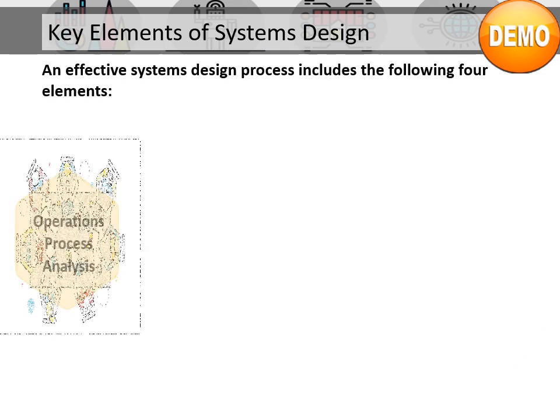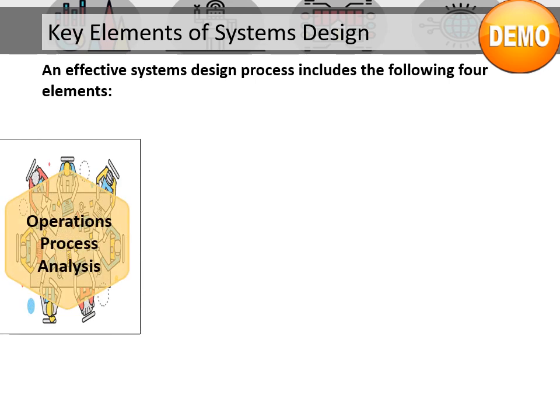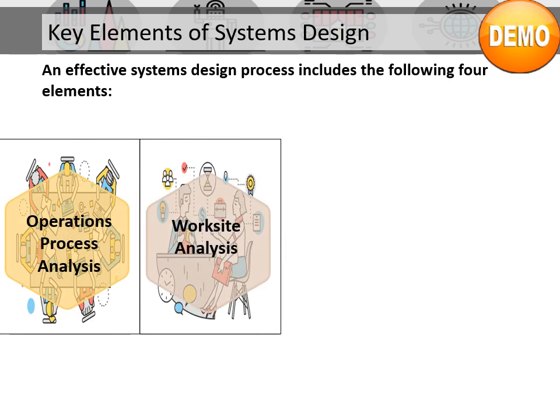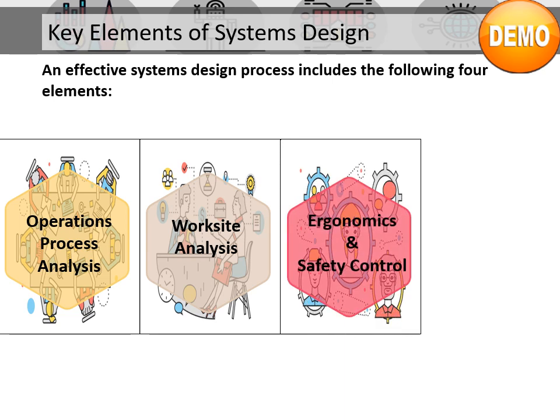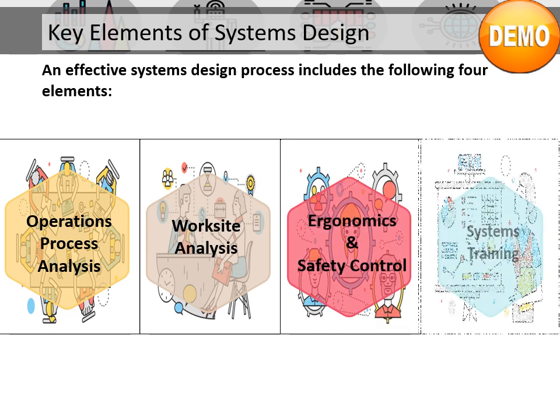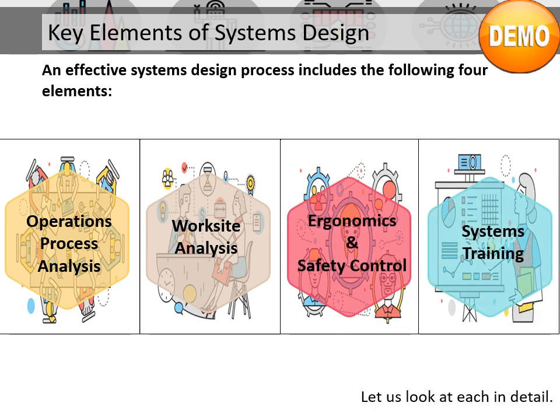An effective systems design process includes the following 4 elements: operations process analysis, worksite analysis, ergonomics and safety control, systems training. Let's look at each one of them in detail.